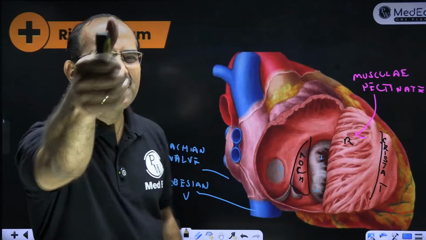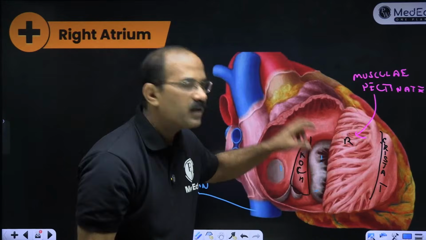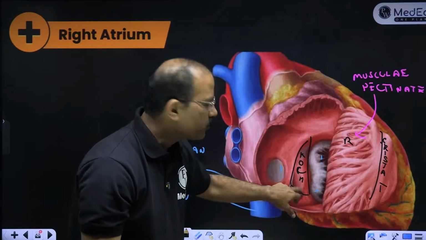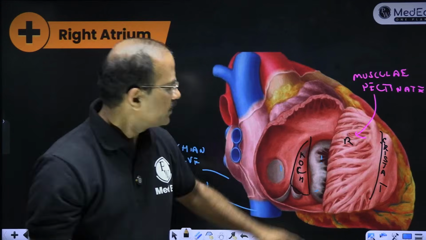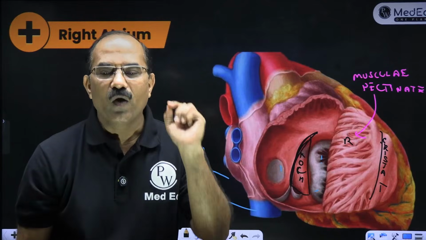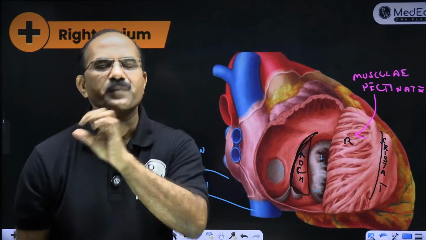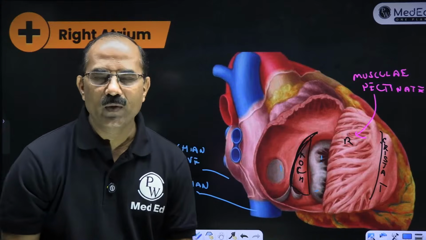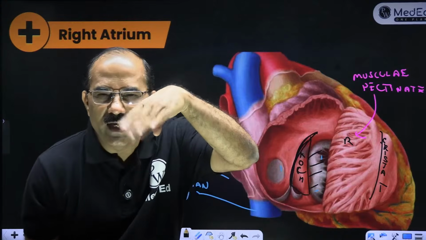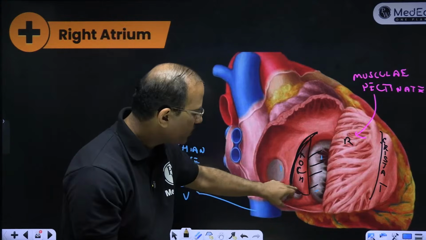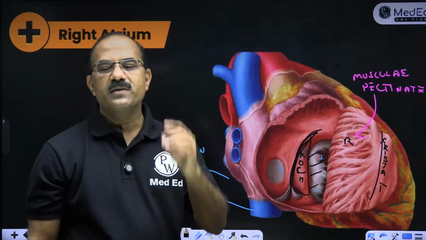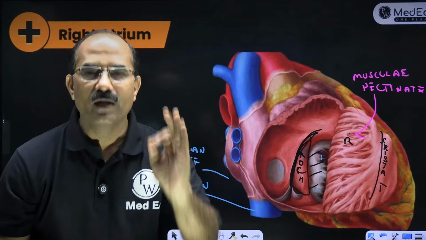Its boundaries: number one, a leaflet of the tricuspid valve, one cusp of the tricuspid valve. Second, the opening of the coronary sinus. And third, this elevation that you see is called the tendon of Todaro. So one cusp of the tricuspid valve, second the opening of the coronary sinus, and third this elevation, the tendon of Todaro.